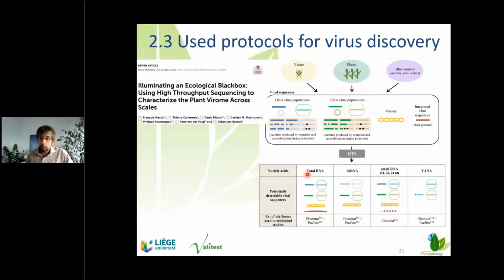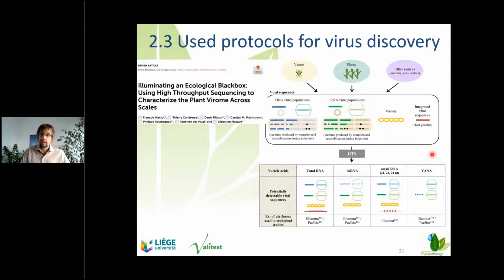With a graphical view, you can see that, for example, with total RNA we can detect nearly all kinds of viruses. That's also the case for small RNA, although it is more difficult for the integrated viral sequences. If you use double-stranded RNA, we can detect quite a lot of viruses, with more difficulty for the DNA viruses, and not the integrated ones. And VANA, which is a purification of viral particles by ultracentrifugation before sequencing, you get only some of them. I won't go into details, but the key message is that for your library preparation protocol, you have to think about the consequences on what you can observe.